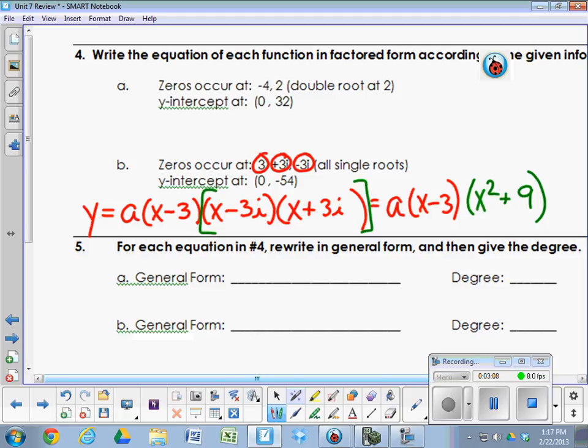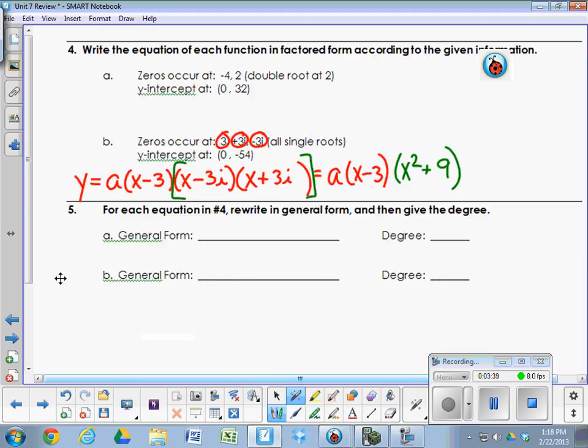Where'd the i go? The i squared was negative 1, which changes the minus 9i squared to plus 9. Remember, this used to say minus 9i squared, but this i squared is negative 1, which turns the minus to plus. We're not done, though, because we still need to find a. A can be found now by plugging in your y-intercept.